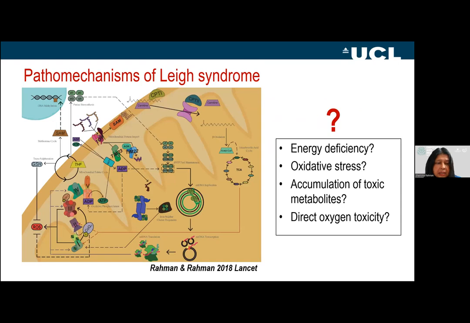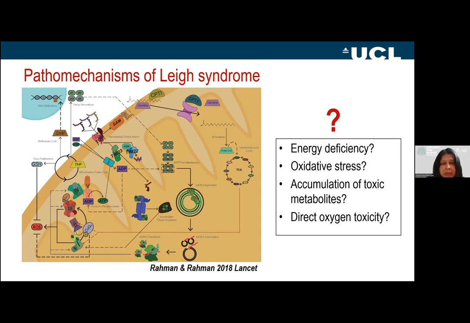So I've shown you a large number of the different ways that Leigh syndrome can happen. This is a cartoon of the mitochondrion, and problems can be in the respiratory chain OXPHOS enzymes themselves. So it could be energy deficiency, but also in other parts of the mitochondrion. So this could be about oxidative stress, or in some cases, and I know there's been a chat about ECHS1 deficiency, it may be because of accumulation of toxic metabolites. And from the work of Vamsi Mutha, there's some evidence that maybe it's direct oxygen toxicity in the context of a genetic cause of Leigh syndrome.